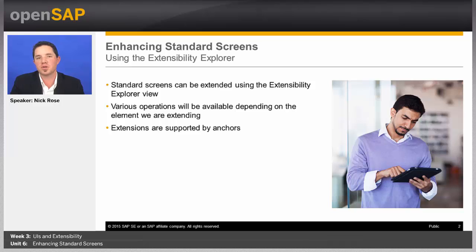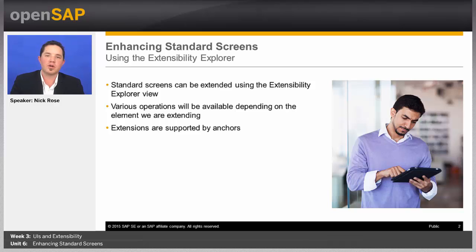Now there's many standard screens that are available. We can view all these through the Configuration Explorer tab in the UI Designer, but we'll use the Extensibility Explorer once we've found the right one to be able to make our changes. And depending on what element we're looking at in that UI, there's different operations that are available to us. This could be either adding a mashup, putting in an embedded component, or in our case, adding some extension fields to a particular form view.